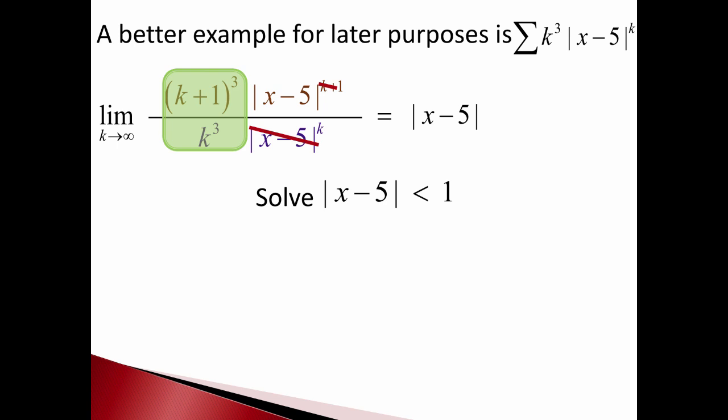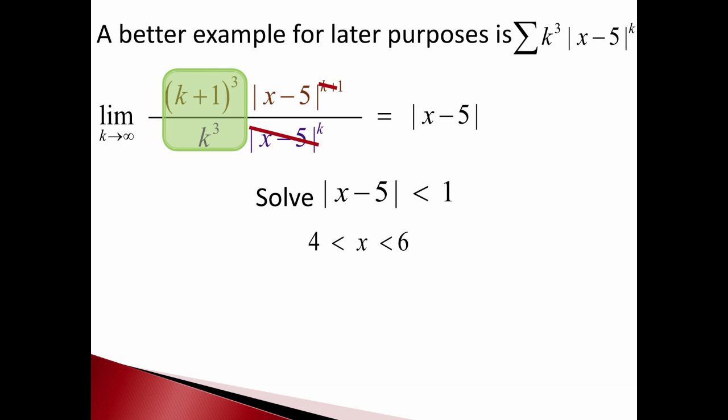There are several ways, obviously, to solve this kind of absolute value inequality. You can write it as x minus 5 is less than 1, or x minus 5 is bigger than negative 1, if you remember that from high school algebra. We can do it geometrically. There's lots of ways to solve this. And of course, the gist of it is that x has to be between 4 and 6. So that's pretty good. If x is between 4 and 6, then our limit will turn out to be less than 1. So the ratio test tells us this converges.